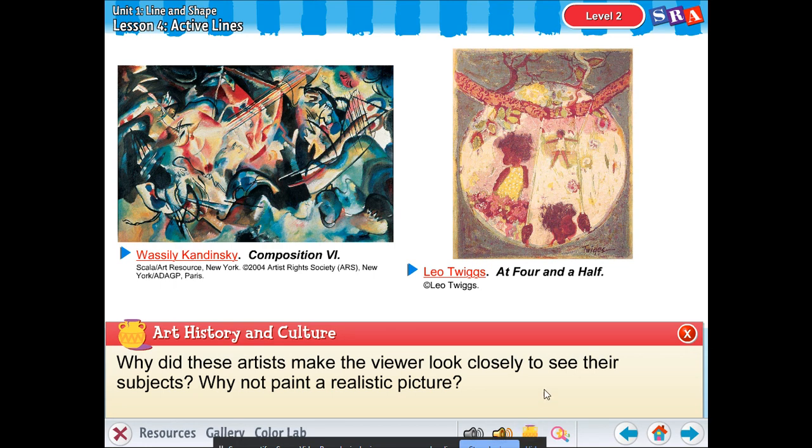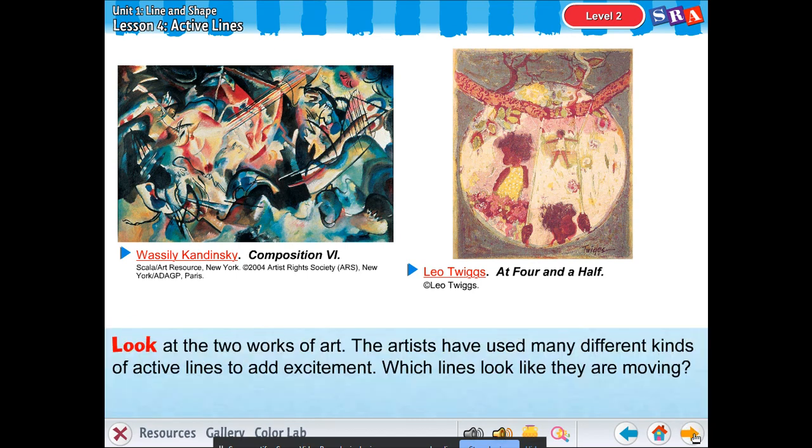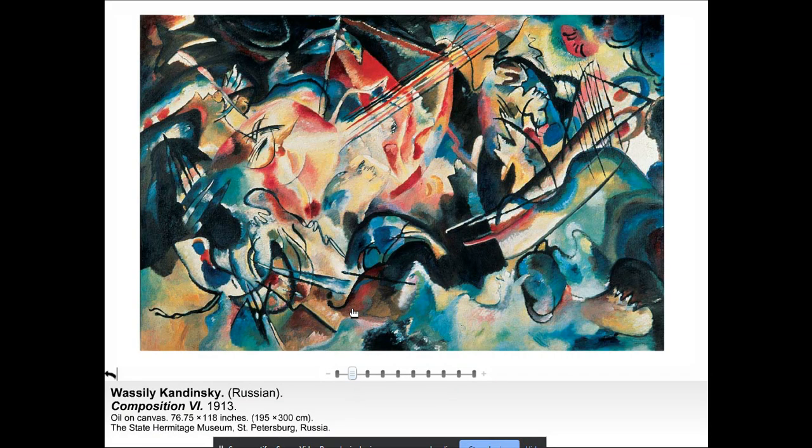All right. Why did these artists make the viewers look closely to see their subjects? Why didn't they just use a realistic picture? We'll find out in just a minute. Think about the types of lines that you could use to describe a ringing telephone. Study both works of art to find active lines. So let's look at our active lines.